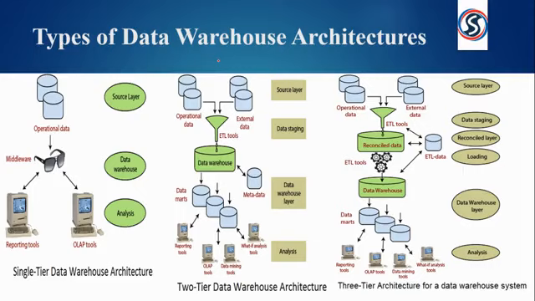When designing a corporate data warehouse, there are three different types of model to consider. The first one is the single tier data warehouse architecture. Second, we have the multi-tier data warehouse architecture, and the third, we have the three-tier architecture for a data warehouse. So let us first discuss the single tier data warehouse architecture.